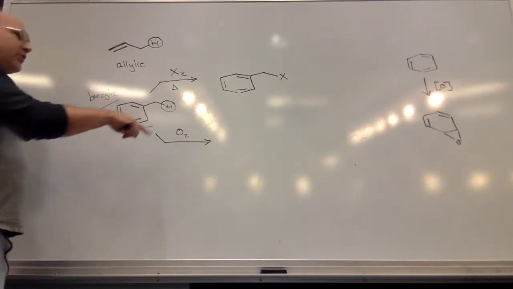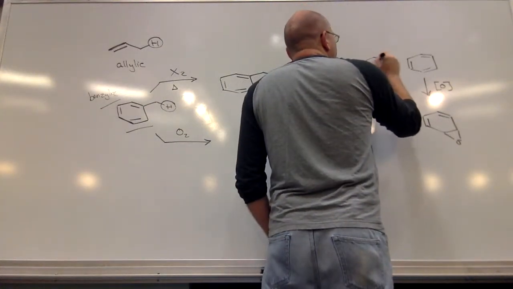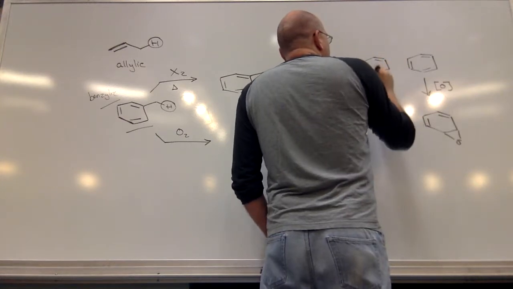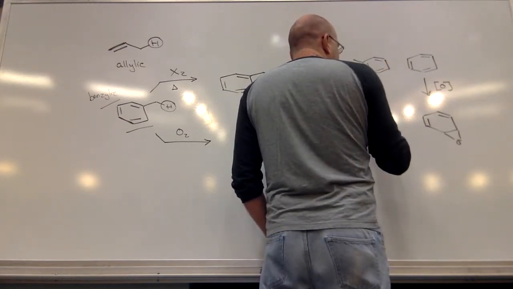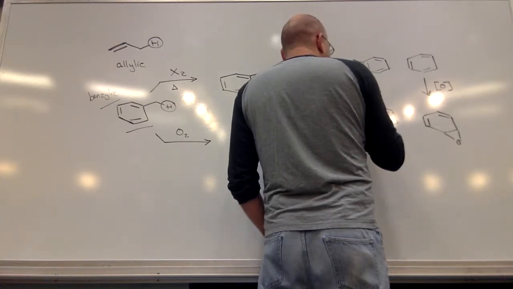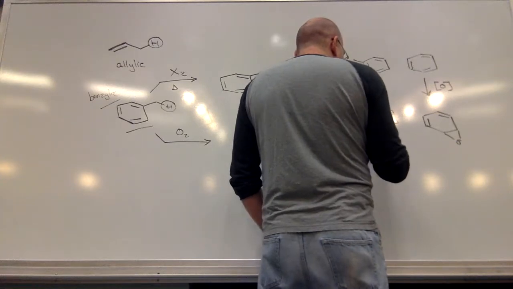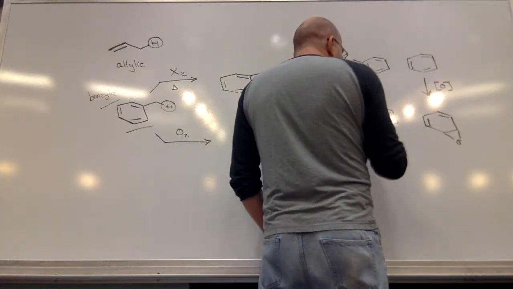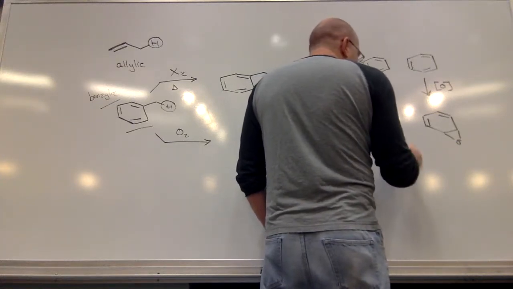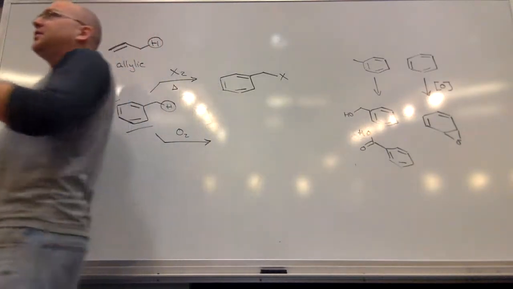When it comes to toluene, it'll be much quicker, and you'll start to oxidize to things like benzoic acid and benzyl alcohol and benzaldehyde, in part because of that benzylic position.